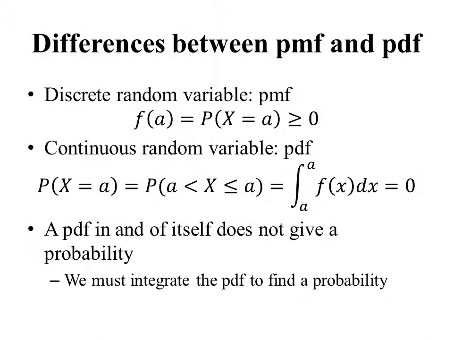It also illustrates that a PDF in and of itself does not give a probability. In order to find a probability, we must integrate the PDF. I could plug in the number a to my PDF and get out a number, but that's not going to be the probability that x takes on that particular number. The probability that x takes on any one number for a continuous random variable is 0. Okay. So again, PMF and PDF are not exactly the same. They're very similar, but fundamentally different.